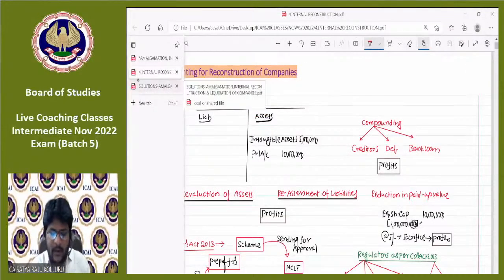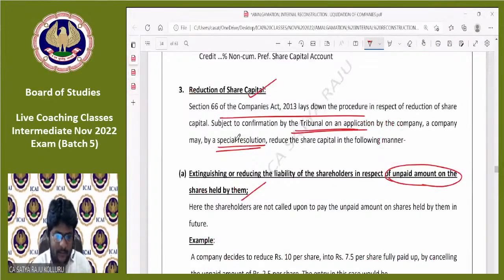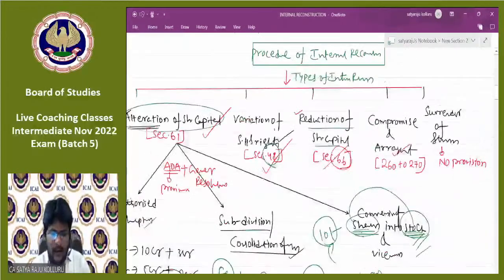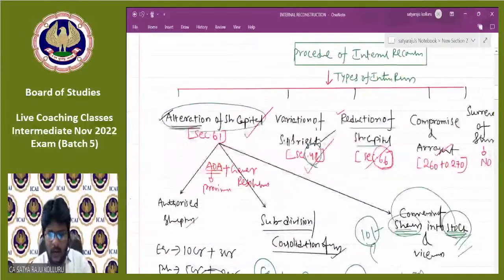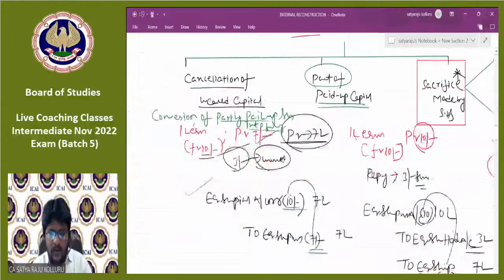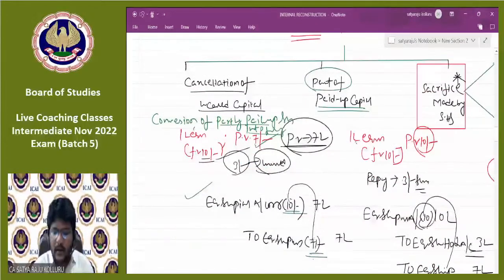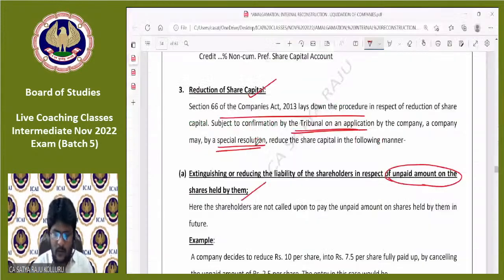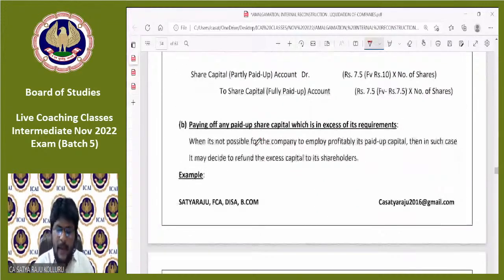Sir, if uncalled capital has occurred, just a second. If uncalled capital is there, we'll see how the journal entries will look, that is, cancellation of uncalled capital. The remaining portion of the 3 rupees paid up value we are going to cancel, which is also known as conversion of partly paid up into fully paid up equity shares. The old face value you need to debit, the new face value you need to credit. There is no difference in paid up value. Next, paying off any paid up share capital which is in excess of its requirements.